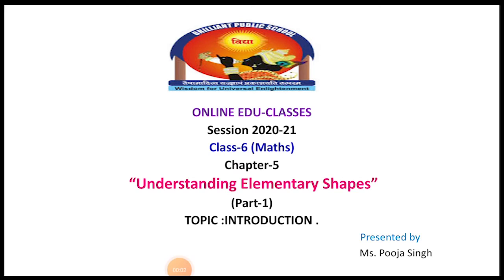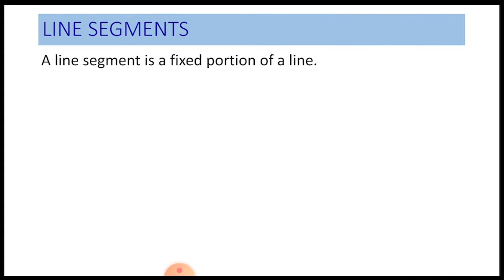Today we are going to learn about chapter number 5, that is understanding elementary shapes. So today we will be learning about its introduction part. So let's begin with our today's learning, children. So here we'll learn first of all about the line segment. So children, line segments are the fixed portion of a line.